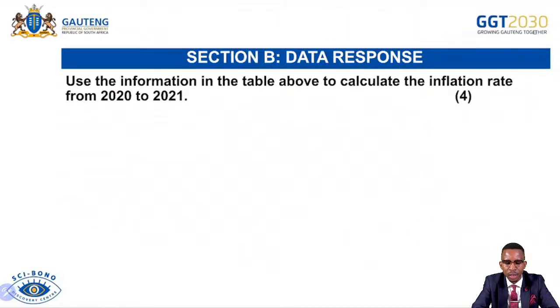Use the information in the table above to calculate the inflation rate from 2020 to 2021. 4 marks. So in that case, we say the CPI for the current year, which was 2021, minus CPI for the previous year, which was 2020, divided by CPI for the previous year, multiplied by 100. That gave us 2.3%, which is 2%.